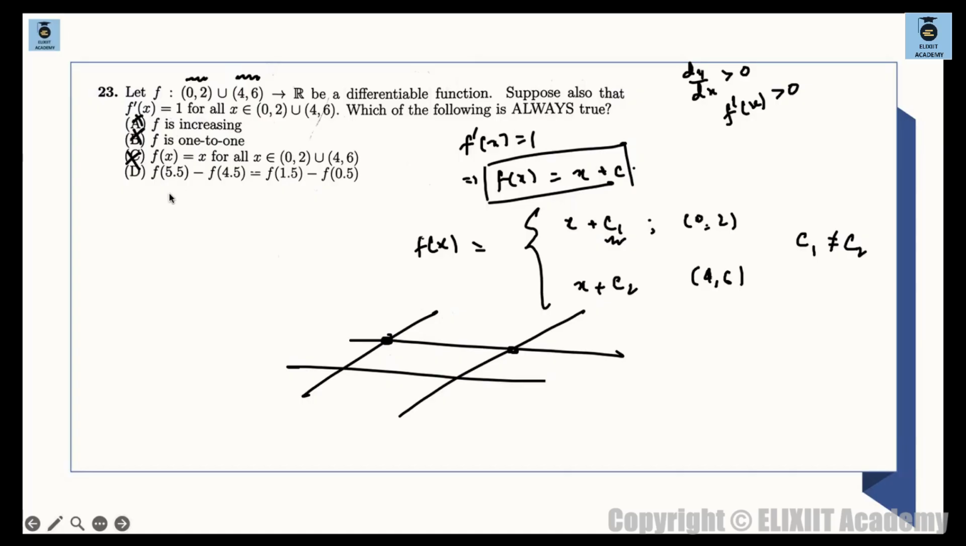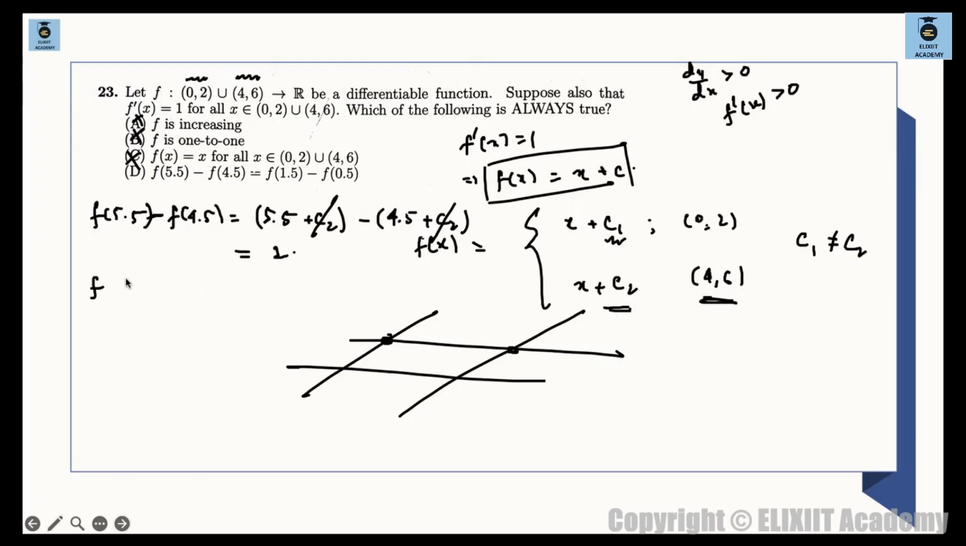Now let us verify D also. We can verify f of 5.5 minus f of 4.5. Now 5.5 is basically somewhere over here. 5.5 will fall in this domain, so we'll consider this branch, x plus c2. So 5.5 plus c2 minus (4.5 plus c2). In this case, c2 and c2 will cancel out, and 5.5 minus 4.5 will give you 1.